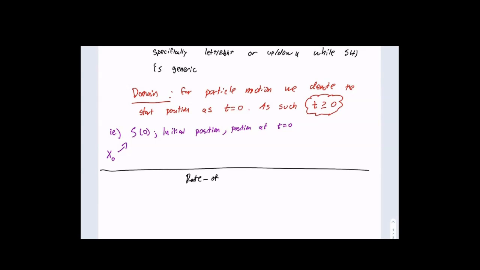Rate of change of position. What do you call the rate of change of position? What is the rate of change of position? The rate at which position is changing. What do we call that in physics?